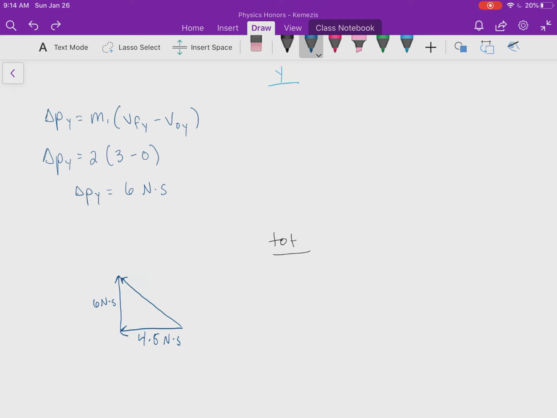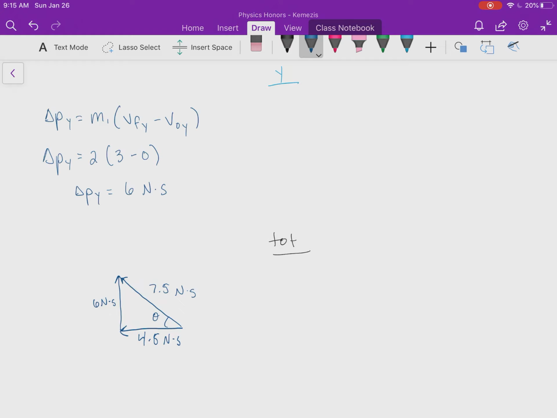But we are going to do Pythagorean theorem to find the square root of 6 squared plus 4.5 squared. So we get an impulse of 7.5 Newton seconds. And again, we need to find the angle, so we can go ahead and use tangent.